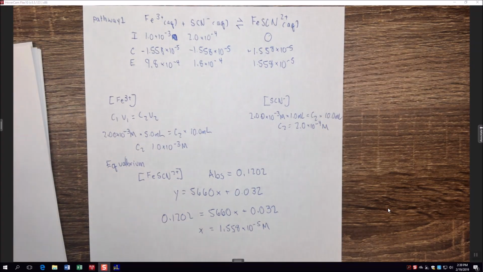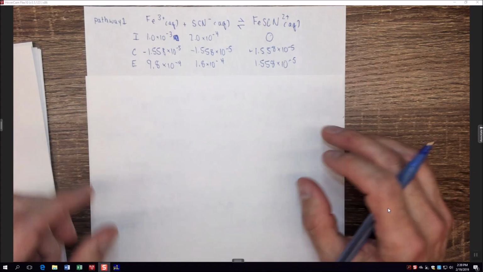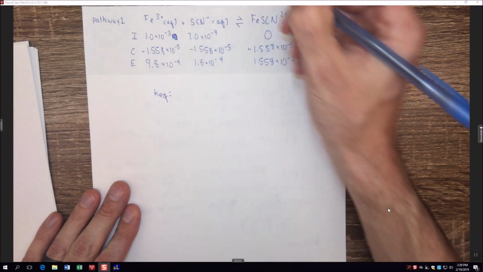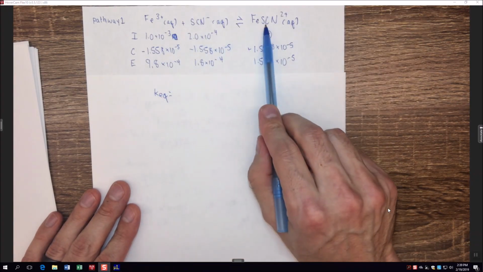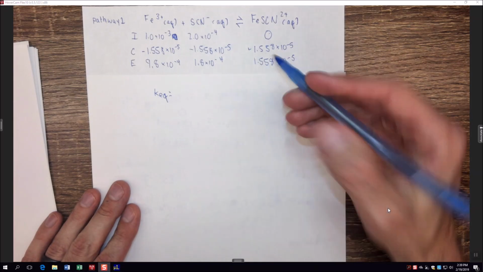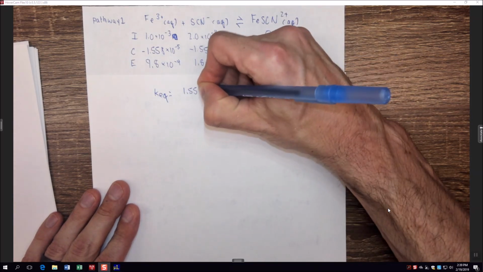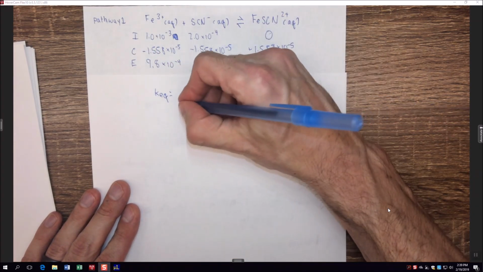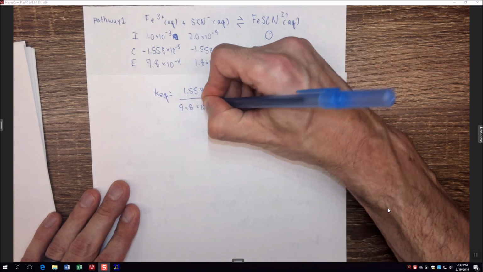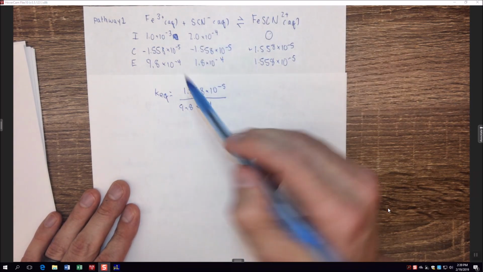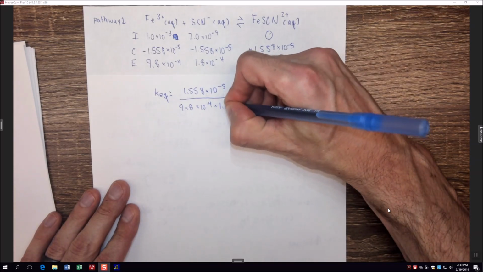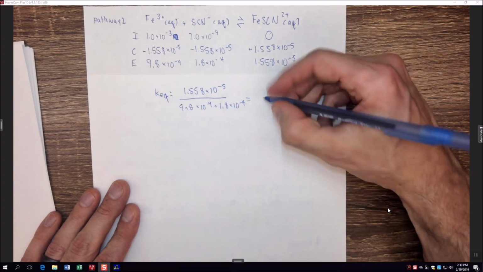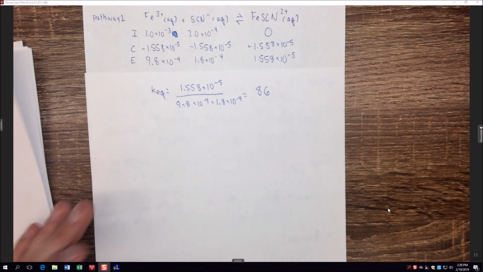Now that we have all of these equilibrium concentrations, what we can do is use the equilibrium constant expression. So KEQ equals the concentration of products over reactants. The concentration of the product is 1.558 times 10 to the minus 5. And the concentration of the first reactant, iron 3+, is 9.8 times 10 to the minus 4. And the concentration of the other reactant, SCN minus, is 1.8 times 10 to the minus 4. And when you do that math, you find that the equilibrium constant is 86.